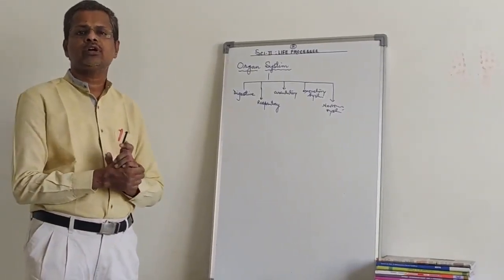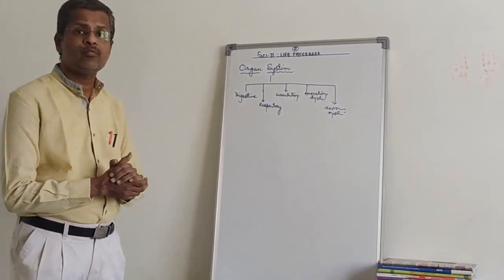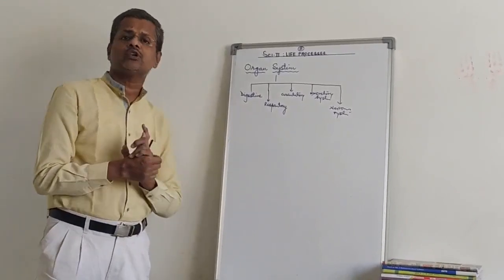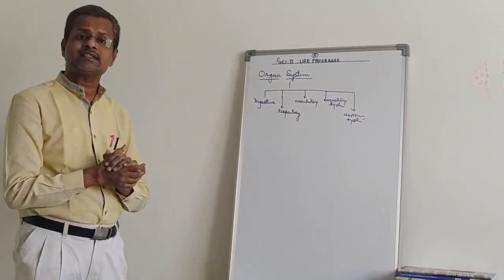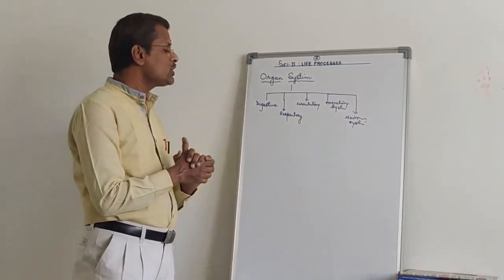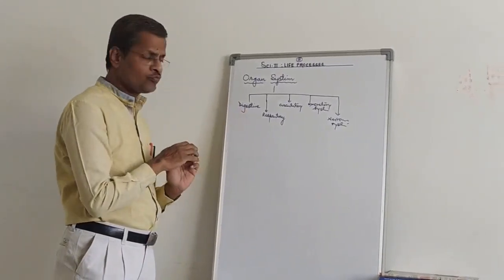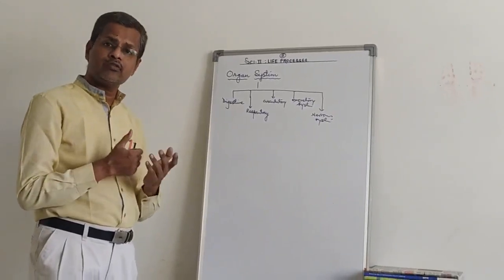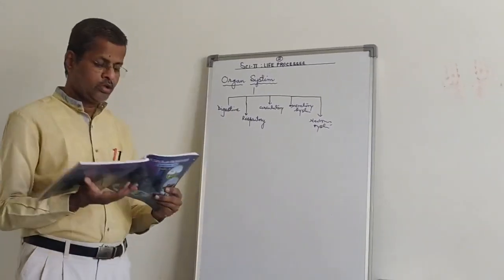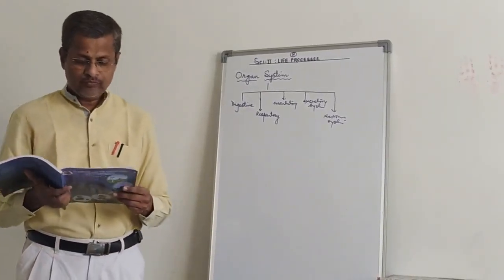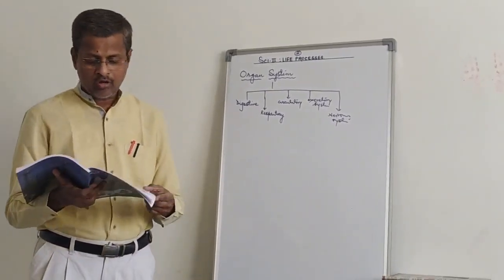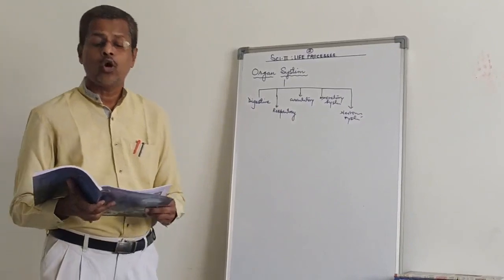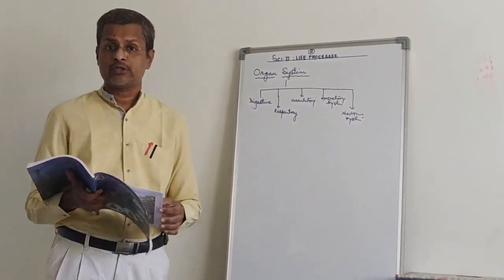To start one more chapter from Science Part 2, that is life processes in living organisms. In this particular chapter, let us first of all see what are the different organ systems. You people already know it. These organ systems are digestive system, respiratory system, circulatory system, excretory system, nervous system, etc. In these organ systems, different external and internal organs perform different functions either independently or through a complete coordination.